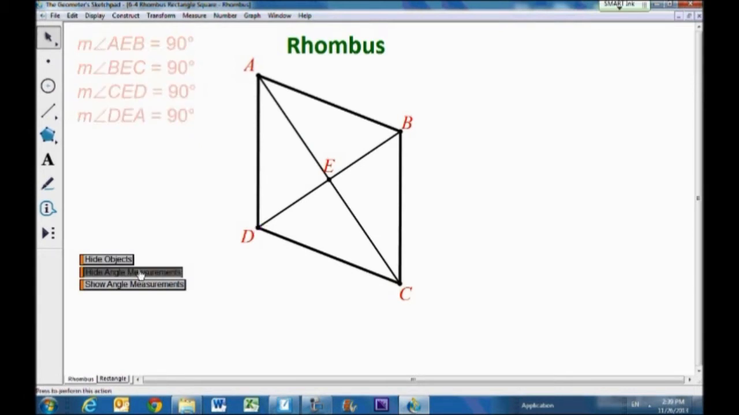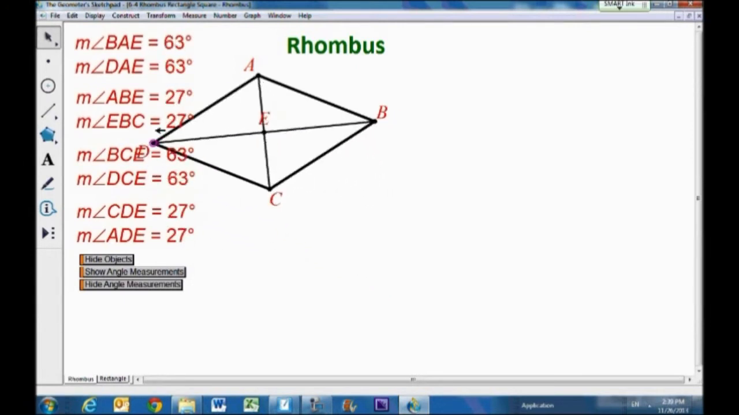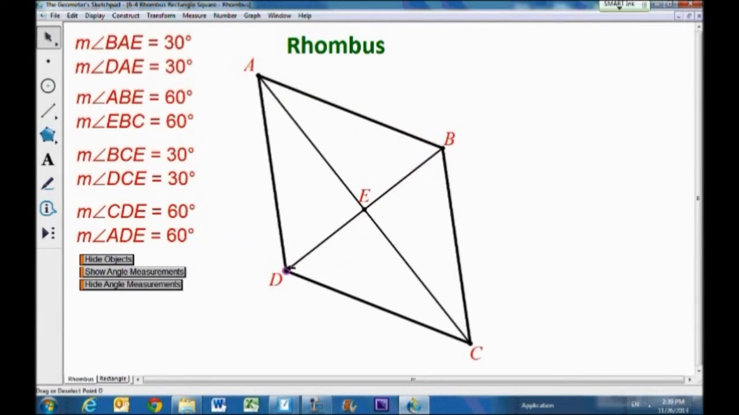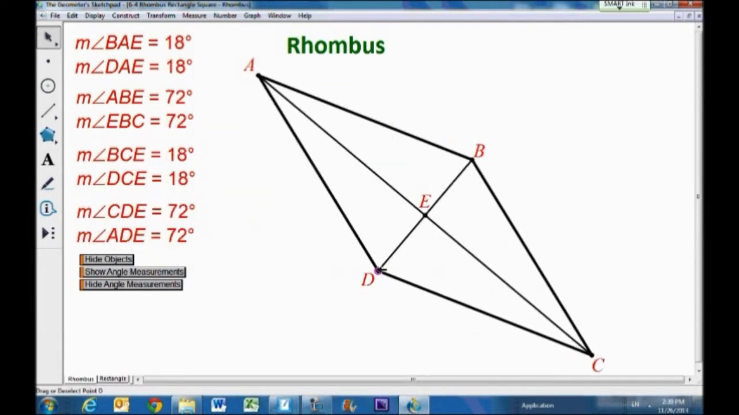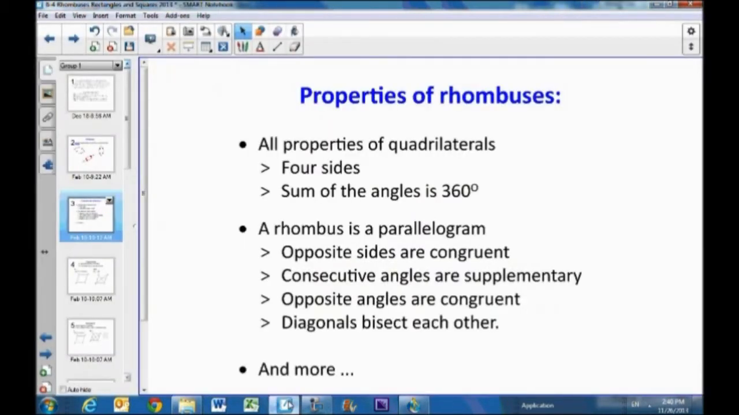And the other thing to notice is about the angles. Now this is a lot of angles to look at, but you'll notice that these angles are the same, and these angles are the same, and these angles are the same, and these angles are the same. Or in other words, the diagonals will bisect the angles. This diagonal will bisect this angle and this angle, and this diagonal will bisect this angle and this angle. The diagonals will bisect the angles. Those are the 2 properties of rhombuses.